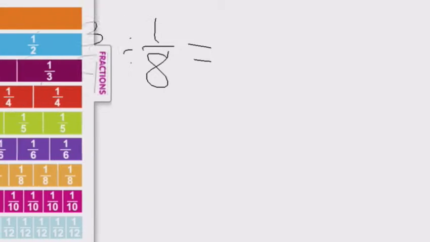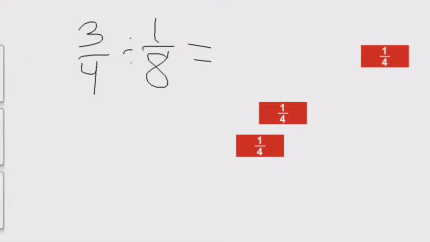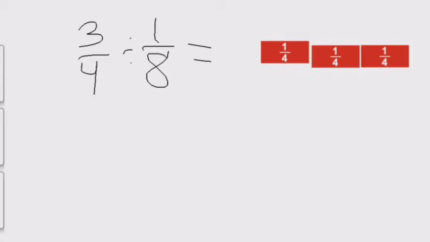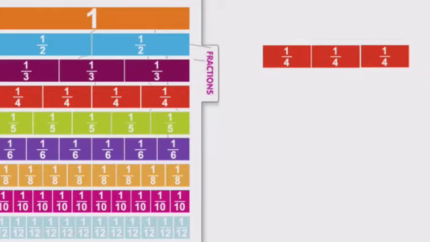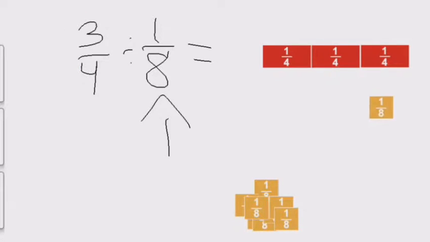Okay, so I'm going to write down my 3/4 divided by 1/8. All right, and first steps first, model my 3/4. So we've got our 3/4 modeled. And again, we need to figure out how many times the 1/8 will fit in a 3/4. So I'm going to pull off a bunch of 1/8. Not sure how many we'll really need. And I'm just going to start placing them underneath my 3/4.